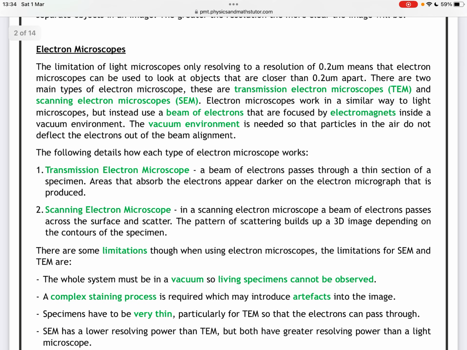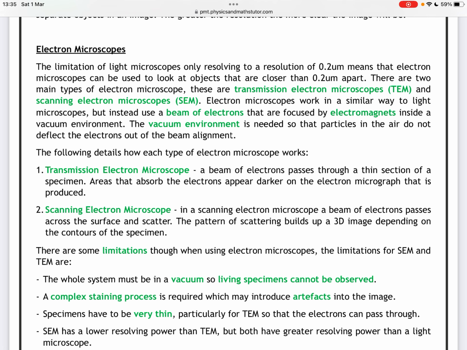Now we go to the one after, which is the electron microscope, and it has some types as well, transmission and scanning, for example. The light microscope has a limitation that it only resolves to a resolution of 0.2 µm. This means the electron microscope can be used to look at objects that are closer than 0.2 µm apart. That's why there are some components in the cells that can be seen using EM but never using the LM. So there are two main types of the EM. EM is basically electron microscope. These are the transmission electron microscope, the TEM, and the scanning electron microscope, which is the SEM.